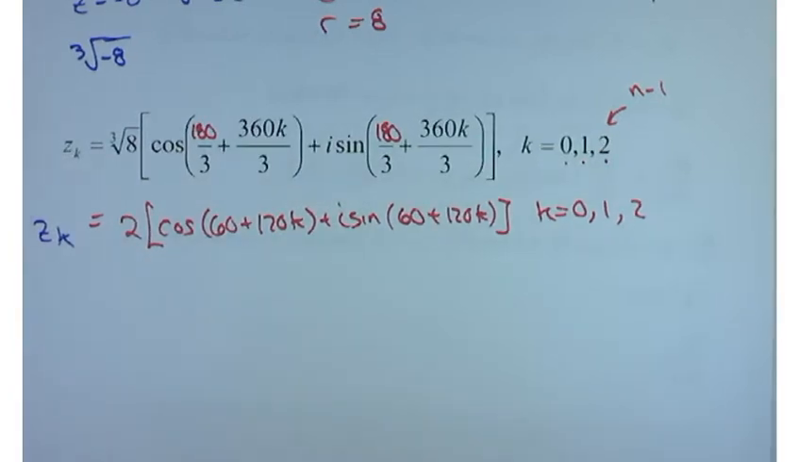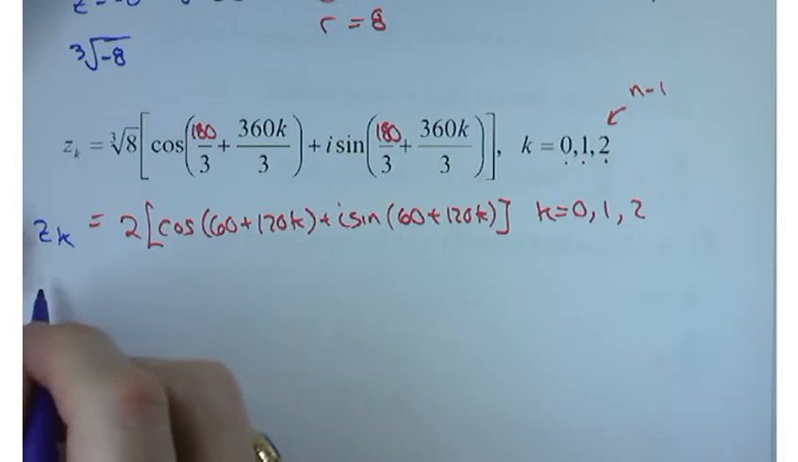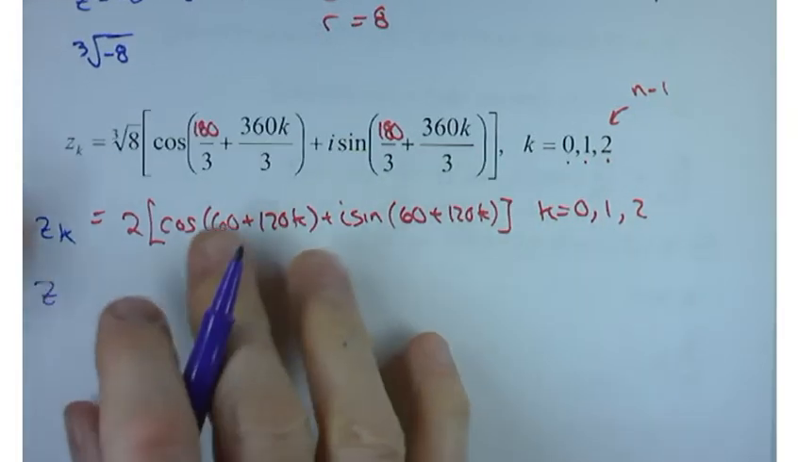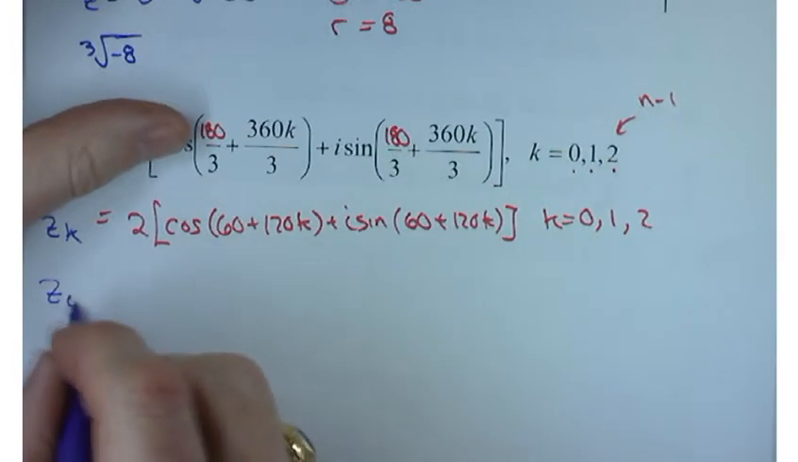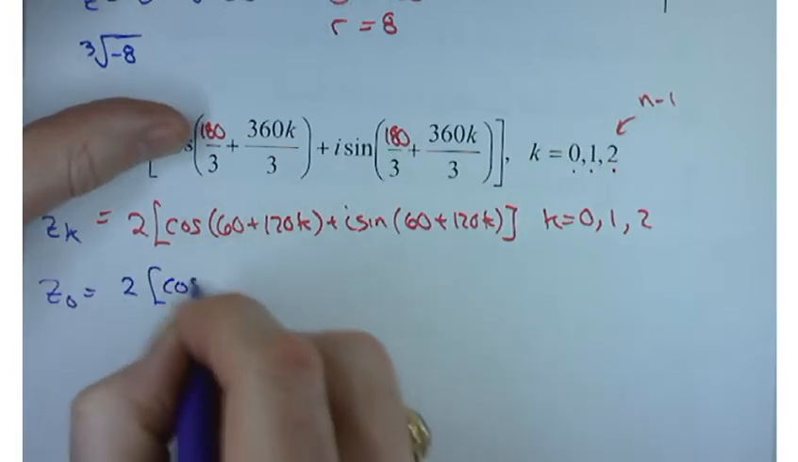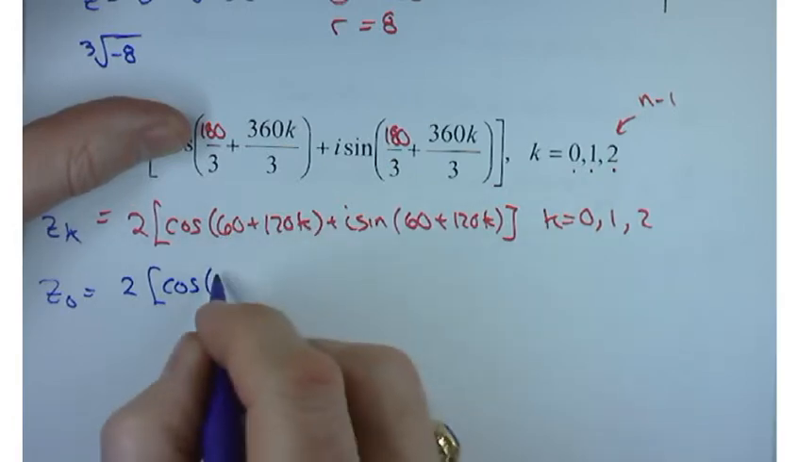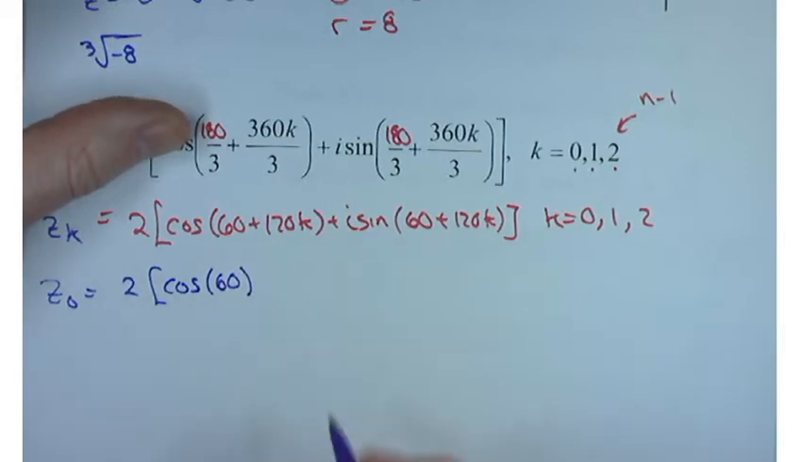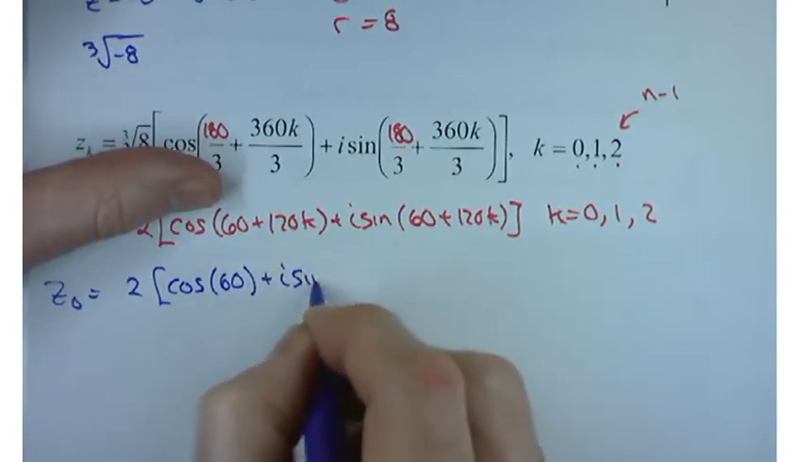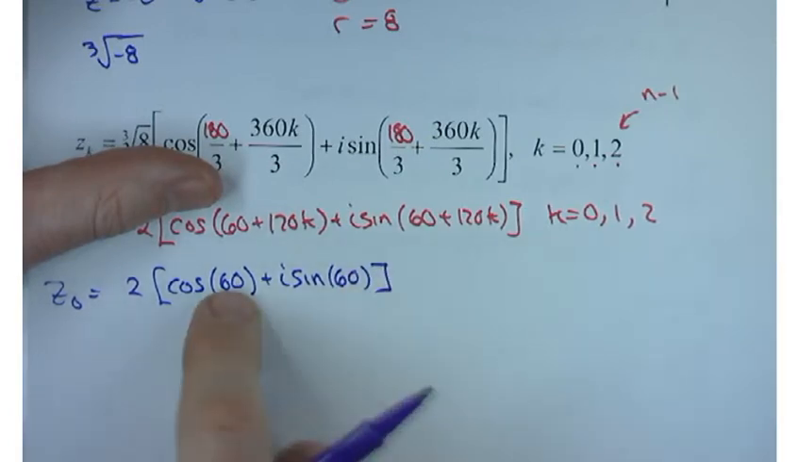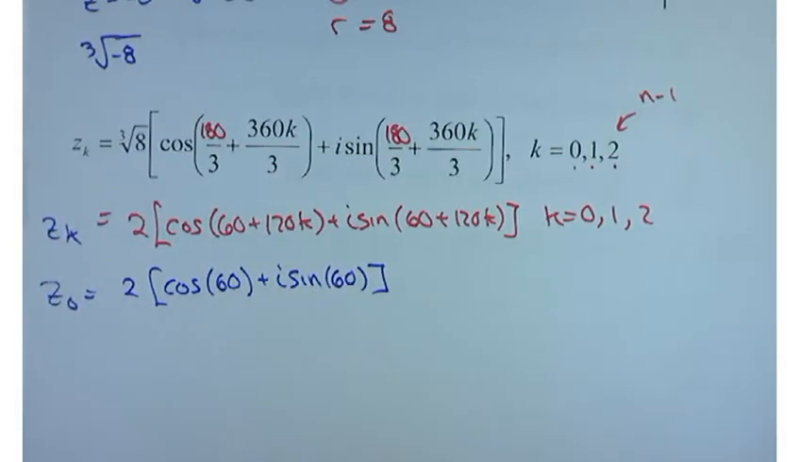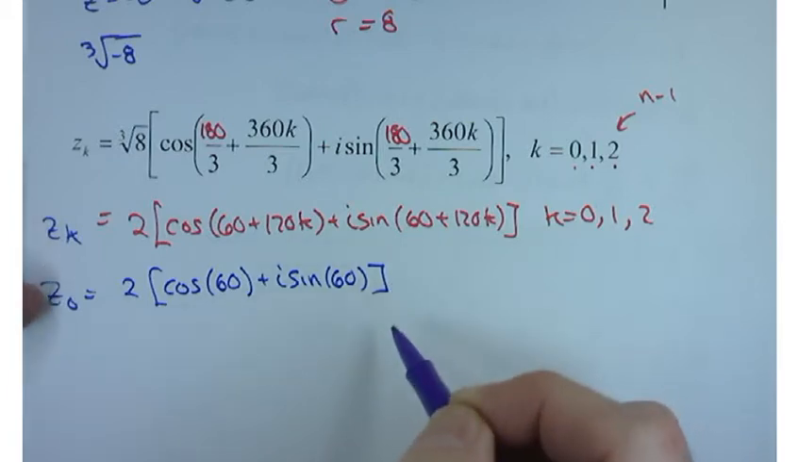Now that we've simplified this general formula, we've got to go back and figure out what it looks like in particular cases. So let's start out with k equals 0. So z sub 0 is going to be 2 times the cosine of 60 plus 0 times 120. Well, 0 times 120 is just 0. So it's cosine of 60 plus i times the sine of that same angle. These angles always have to match.